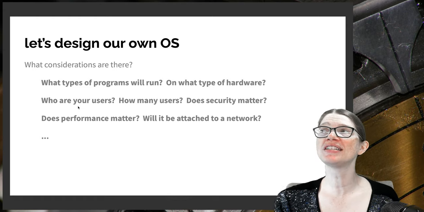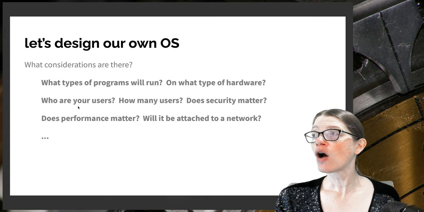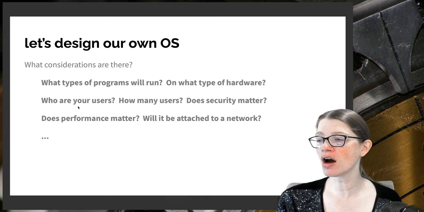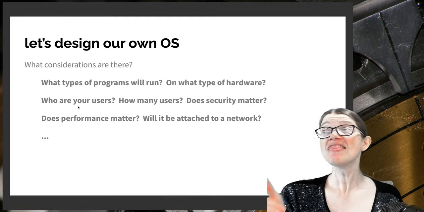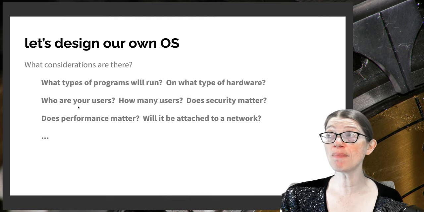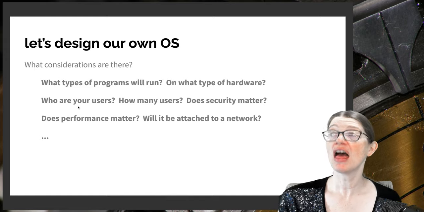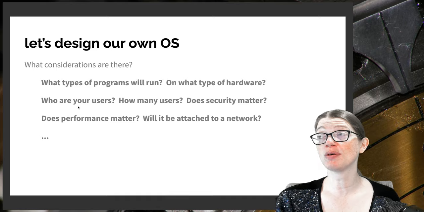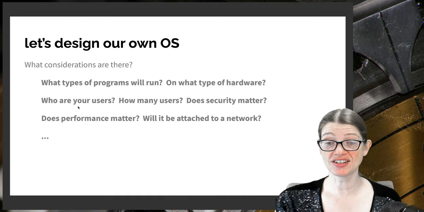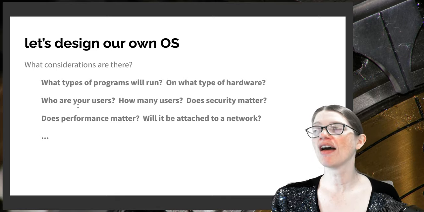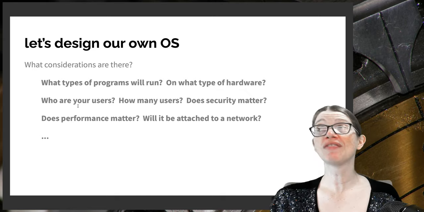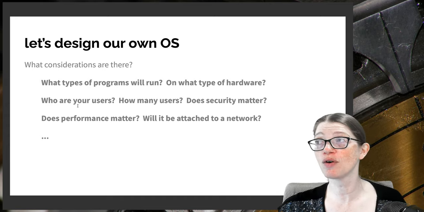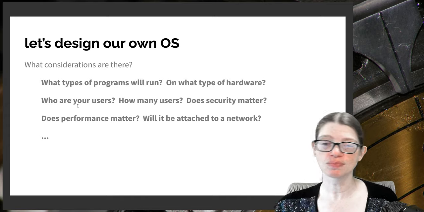Because maybe you're trying to develop an operating system for individuals who maybe are visually impaired. That's going to significantly impact a lot of the design decisions you make about the operating system, because that means that the types of programs that are going to be running may need to be adjusted. Or maybe you're trying to make an operating system for developers, people who are just writing code, and so you are going to place your focus on certain other elements.